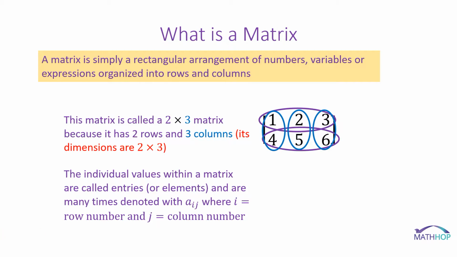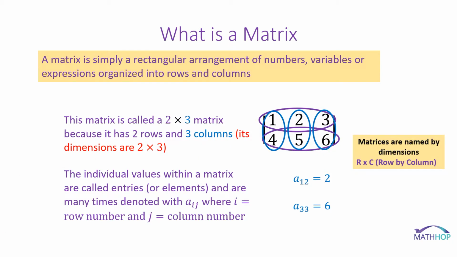So if you were to be asked to find element A subscript 1, 2, it would say find the element or the entry in row 1, column 2. Row 1, column 2 would be 2. So A subscript 3, 3 represents the entry 6 because it is the 3rd row, 3rd column, and it is that entry right there.